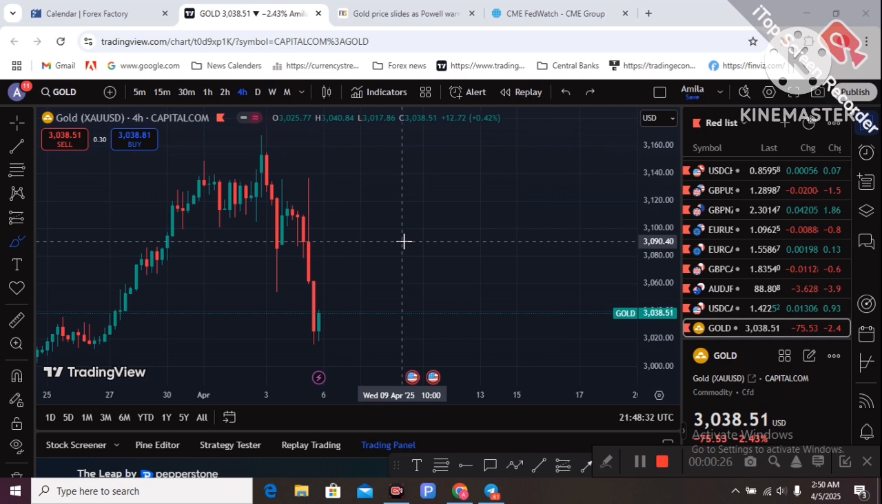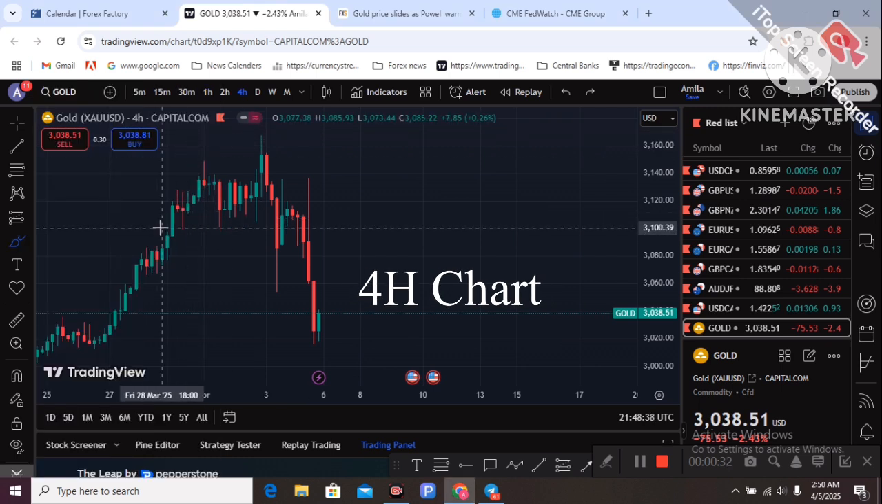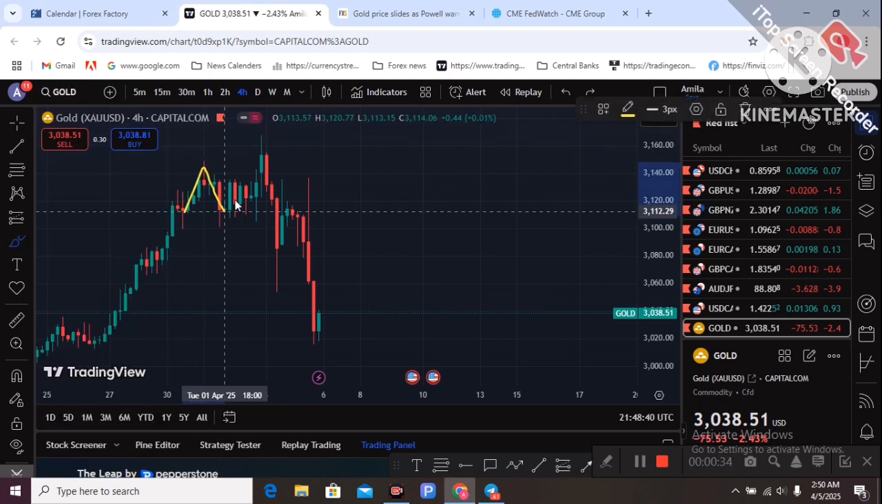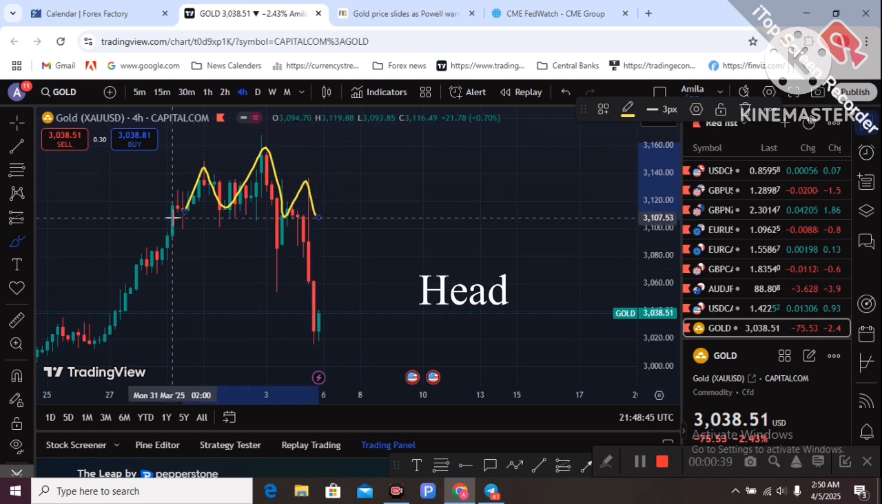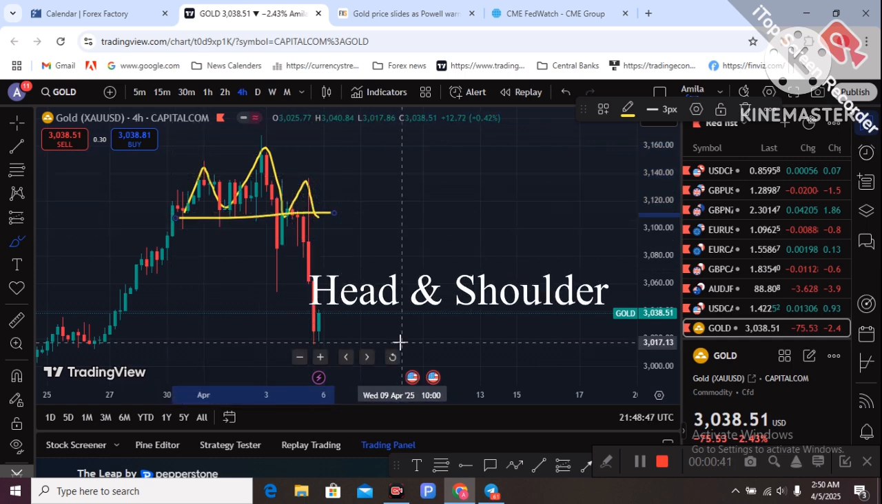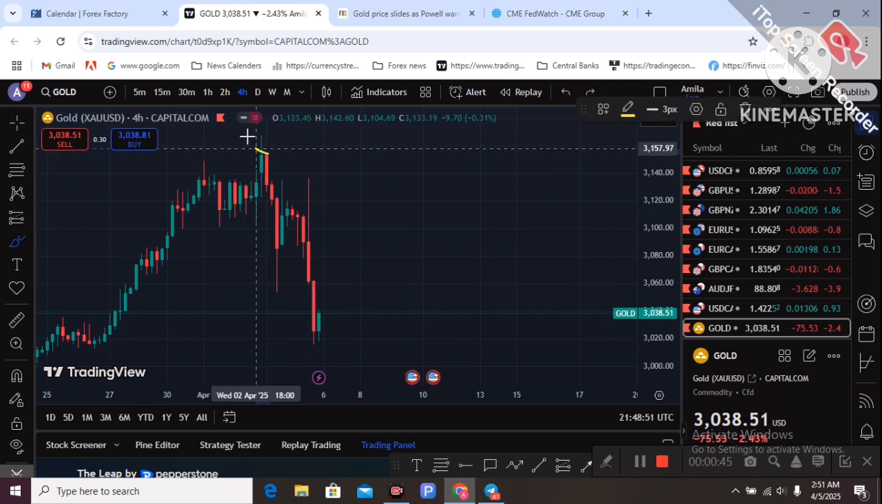So let's see what will happen on gold next week. I am on the 4-hour chart with the technical setup. This pattern, left shoulder, head and right shoulder, I mentioned in last week's weekly video, and price dropped to the downside, so I had mentioned this sell setup.